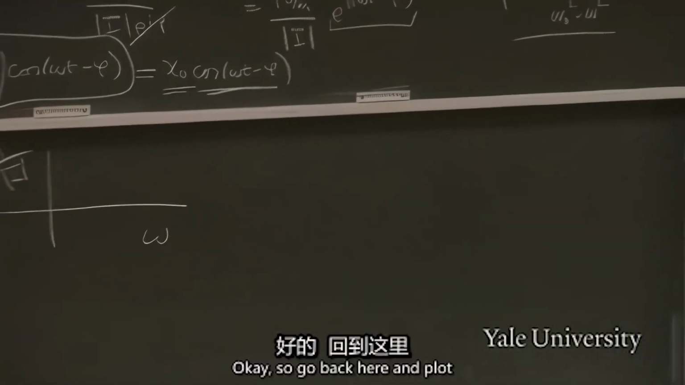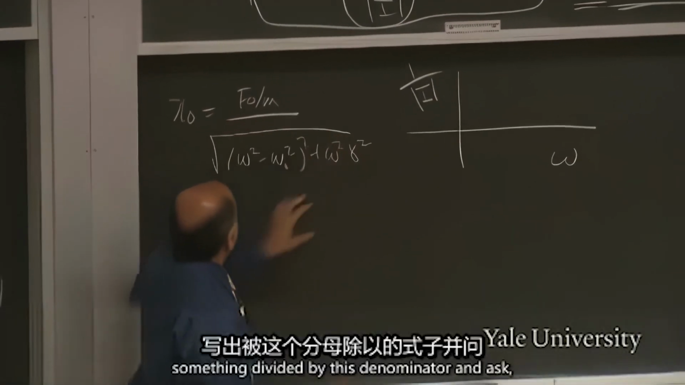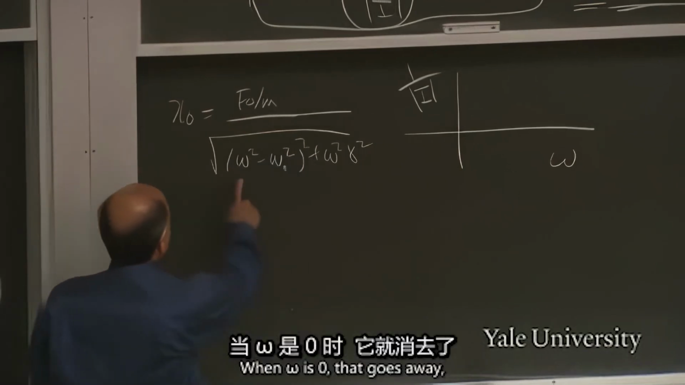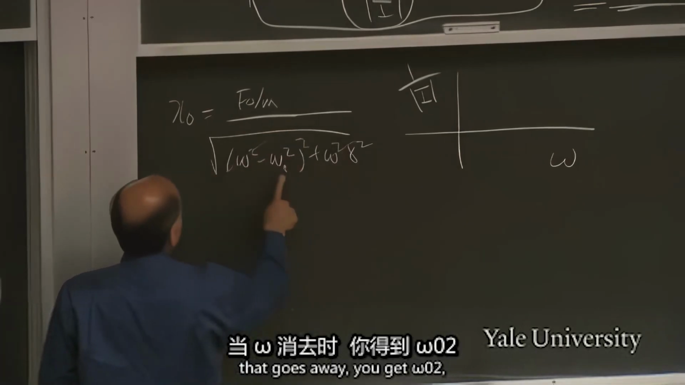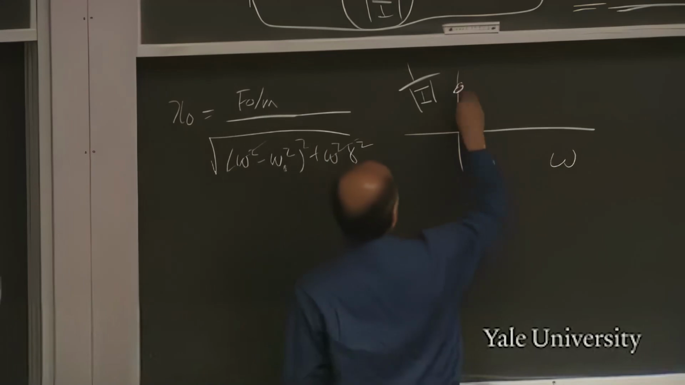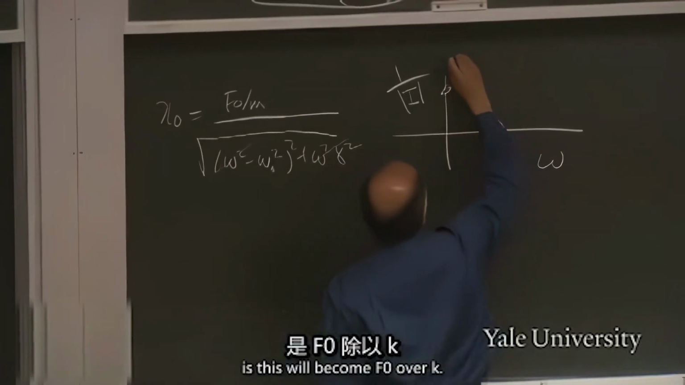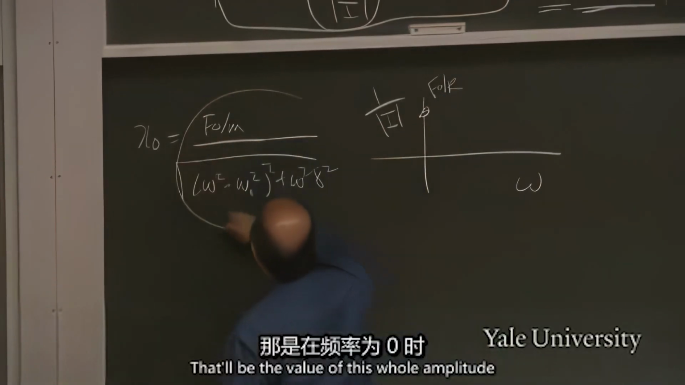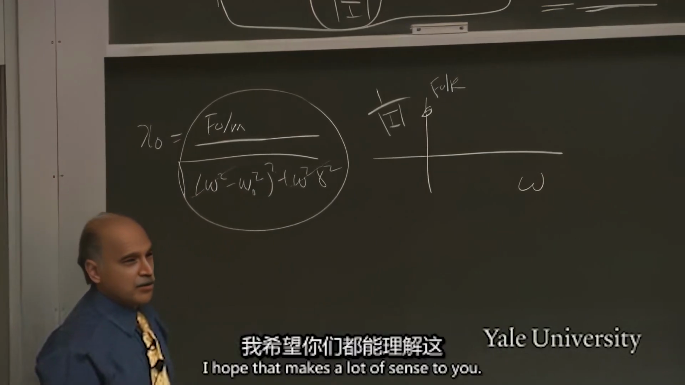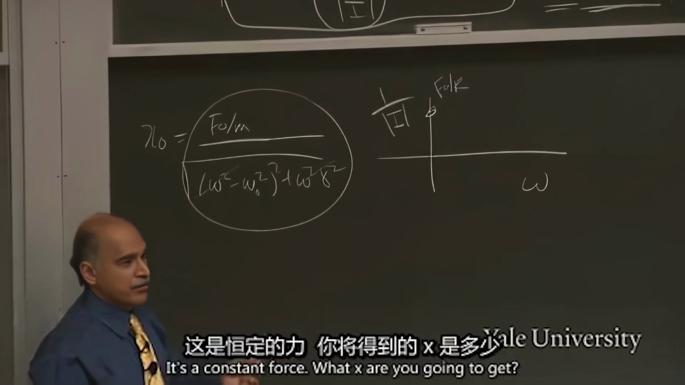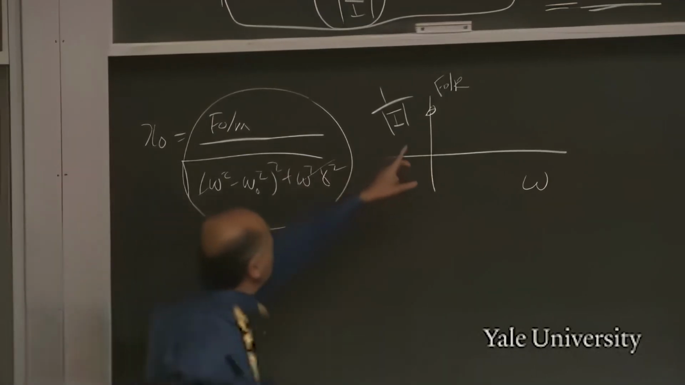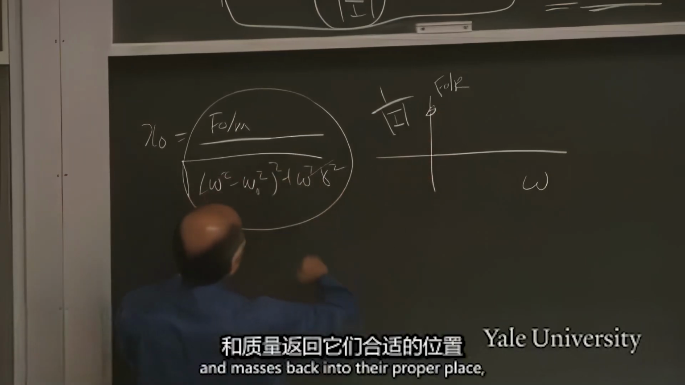Okay, so go back here and plot something divided by this denominator and ask, what is it at various frequencies? When ω is 0, that goes away, you get ω0², and ω0² is k over m, and I claim what you will find initially is this will become F0 over k. That will be the value of this whole amplitude at 0 frequency. I hope that makes a lot of sense to you. Zero frequency means the force is not even oscillating. It's a constant force. What x are you going to get? You're going to get the force divided by the force constant. That's the x to which you will pull the spring. That's why if you put all the omegas and masses back into proper place, you will find it's F0 over k.